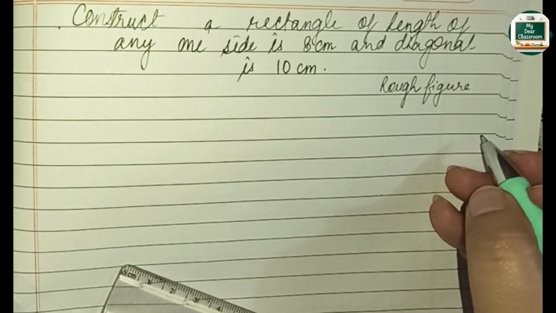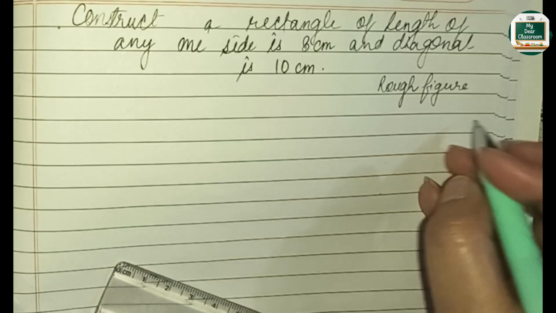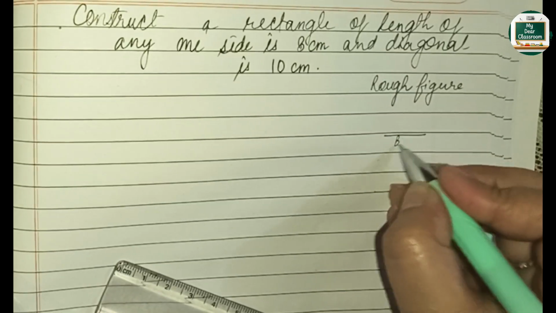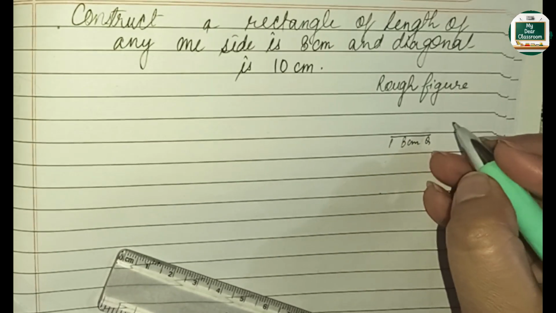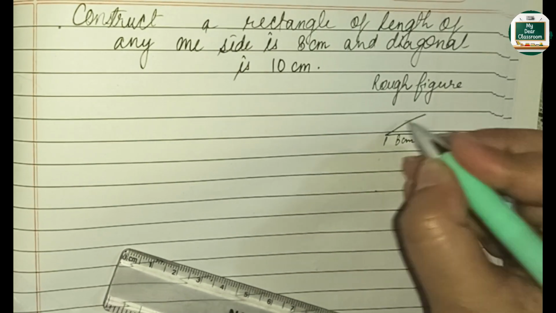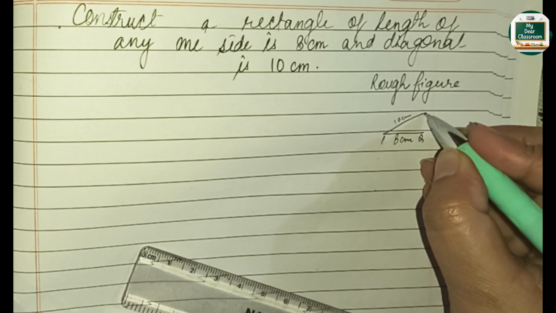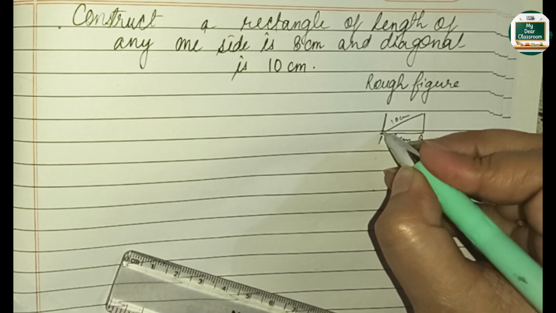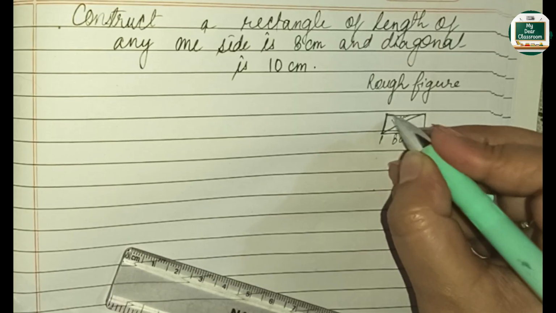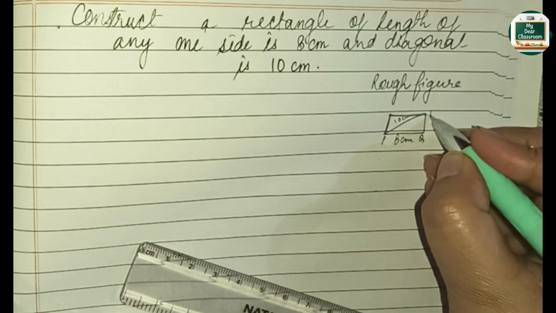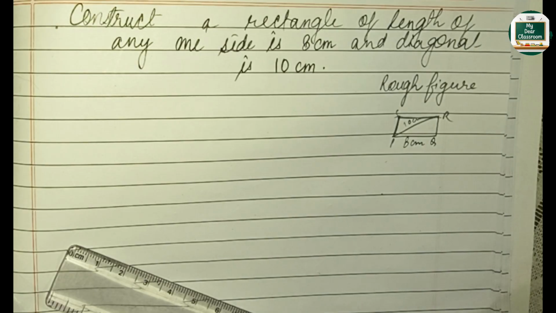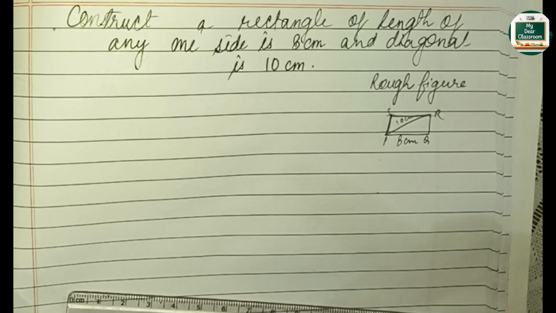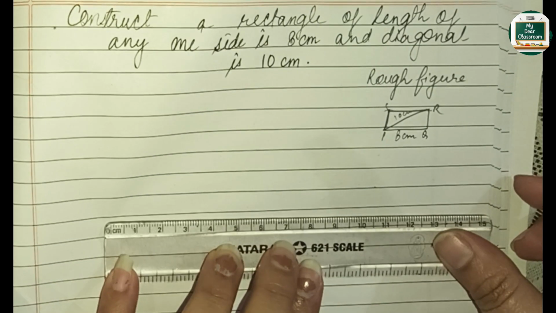Okay, now as it is, one side is 8 centimeter. So let's say one side is PQ, 8 centimeter, and its other side we don't know, but its diagonal is 10 centimeter. Okay, so this is our freehand drawing, PQRS. So this is the rectangle figure, that is the rough figure, and let's draw the length, any length, that is 8 centimeter.